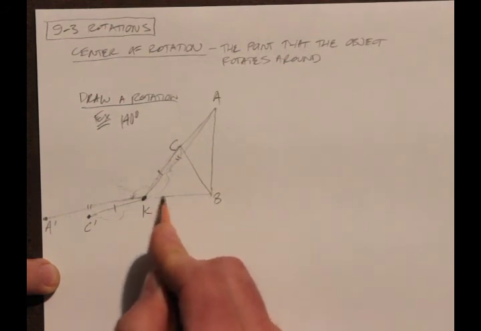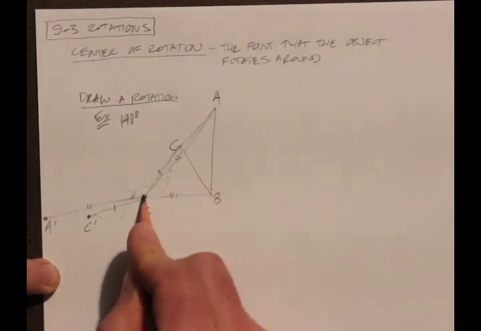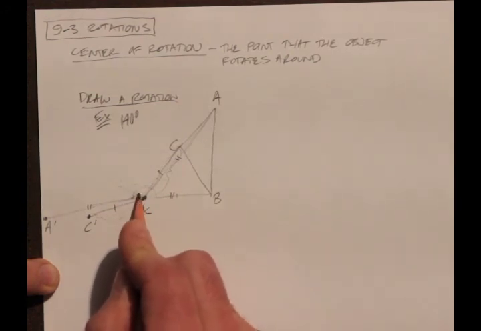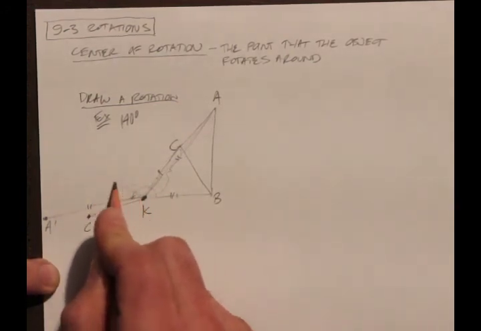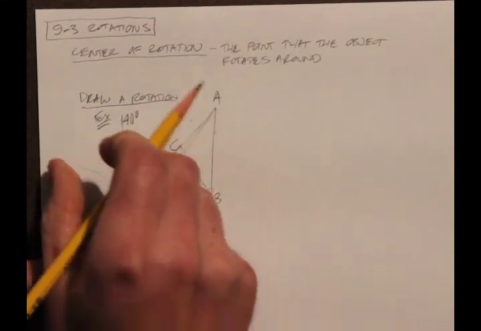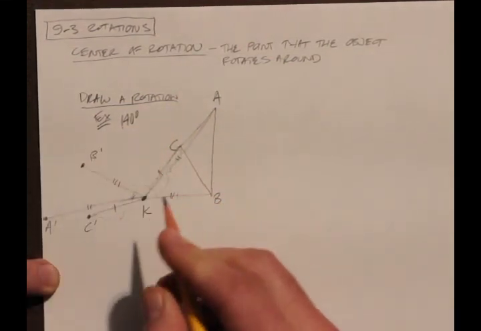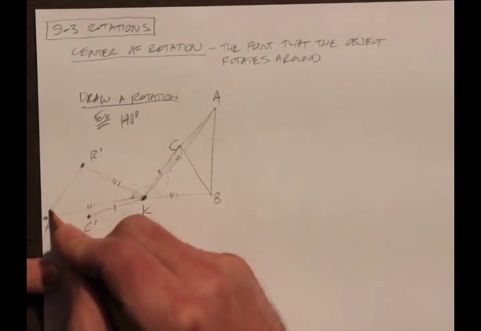There's B. This should be the same distance and 140 degrees, which is going to get me to be about right here. And then this same distance there to there. 1, 2, 3. There's B prime. And then I'm going to draw my new triangle.